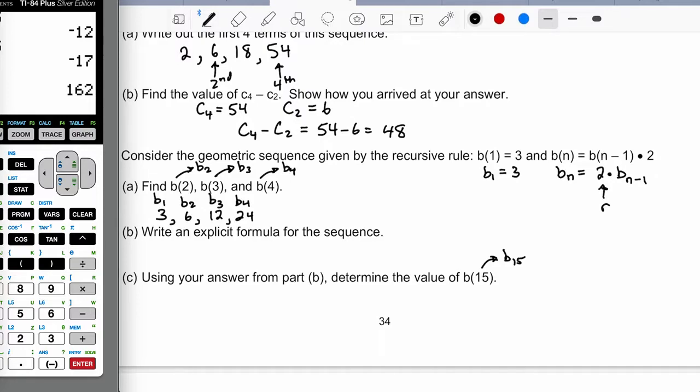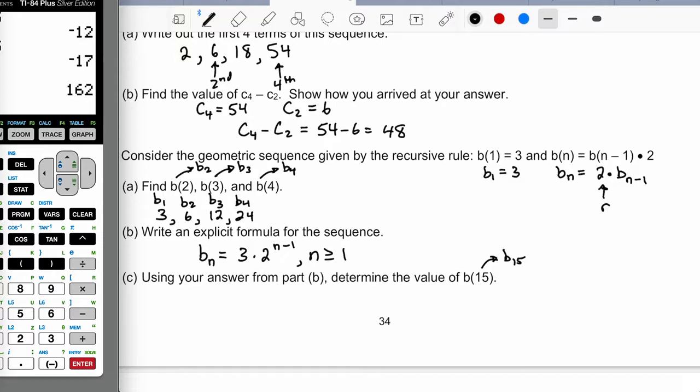But they are asking us for the explicit rule. All right? So that's pretty easy too, because we have the initial value and we also have the common ratio. So they're using b's instead of a's, so we'll stick with that. So b sub n is equal to the initial value, 3, times 2 to the n minus 1, where n is greater than or equal to 1. All right, that's where the big bit of studying is going to come into play, is recognizing the difference in formulas between recursive and explicit. Knowing when to use which.